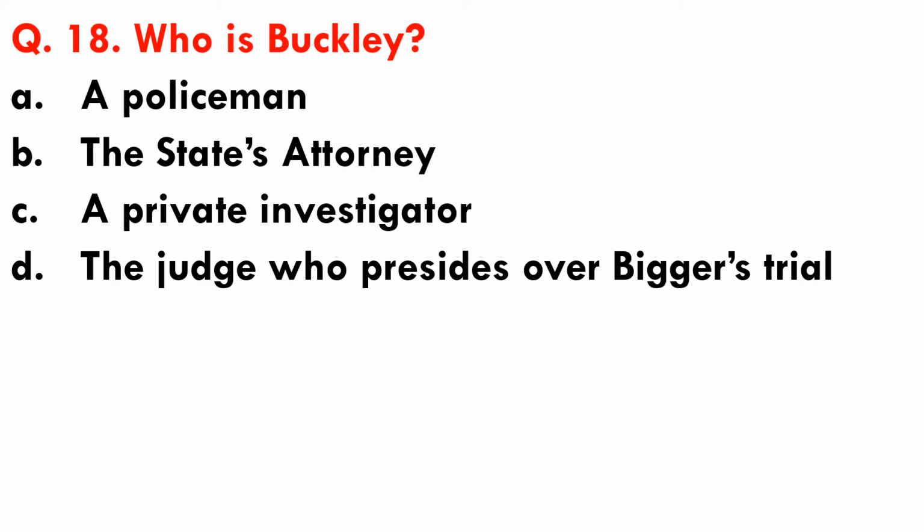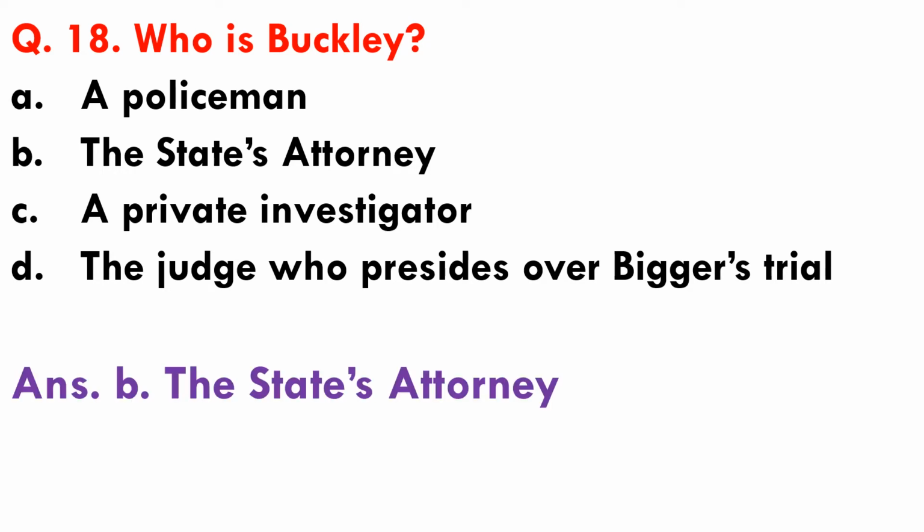Question number 18. Who is Buckley? Options are A. A policeman, B. The state's attorney, C. A private investigator, and D. The judge who presides over Bigger's trial. So Buckley is the state's attorney. Option B is the correct answer.